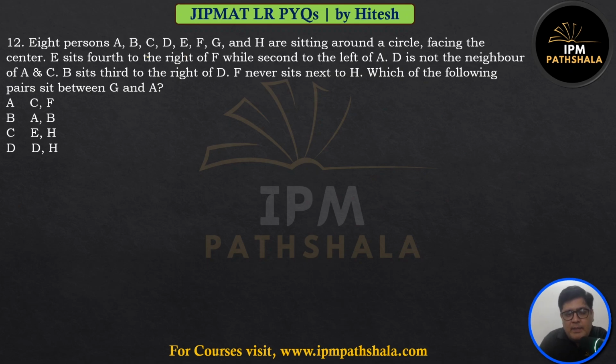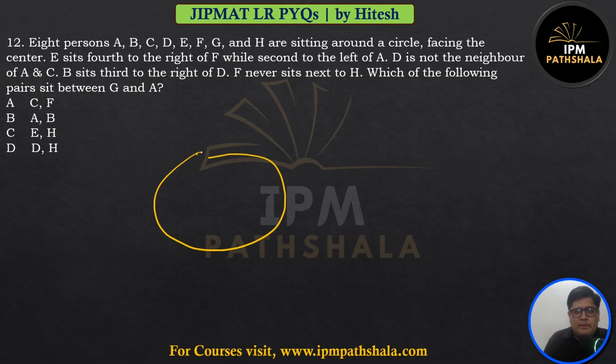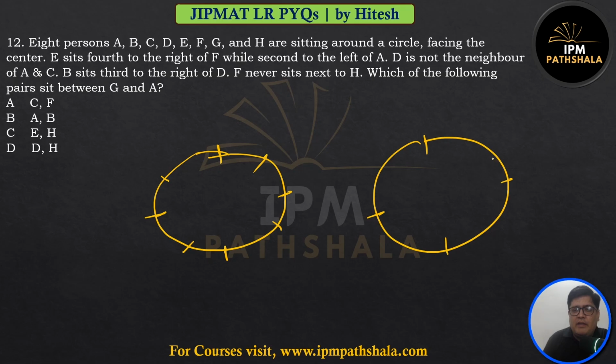8 persons P, Q, A, B, C, D, E, F, G, H are sitting around a circle facing center, and then hints start. So, I'll just simply start. 8 people. 1, 2, 3, 4, 5, 6, 7, 8. Usually, I draw 2 circles. If there's a possibility, I'm prepared for it. If not, it's okay. I'll answer with 1 circle.